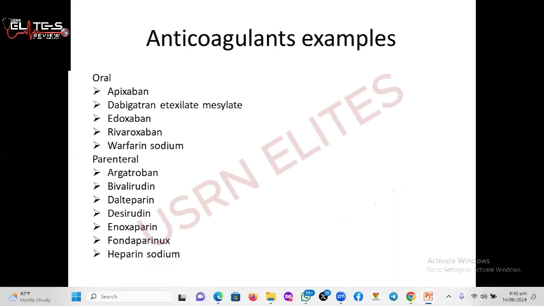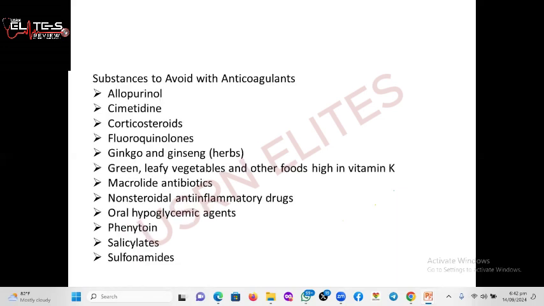And then when it comes to the IV, like I said, heparin is one thing I also want you to know: we don't have oral heparin, but rather we have IV heparin and subcut heparin, and then the other anticoagulants are there. But the major ones are the ones that I've touched on. These are the things that, if someone is taking anticoagulants, the person will need to do everything possible to either avoid them or limit their intake.